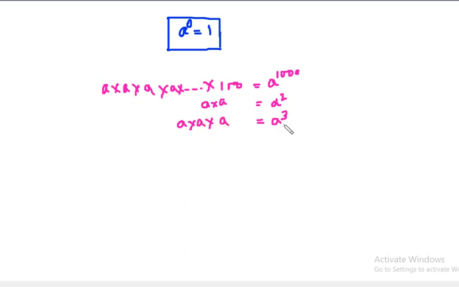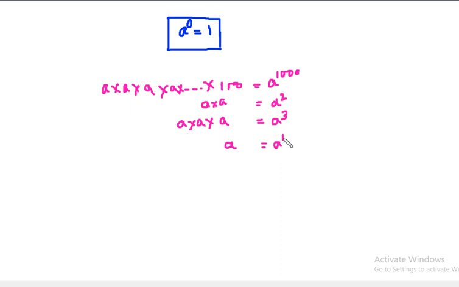So these representations are symbols. This is a symbol that represents this, and this is a symbol that represents this. So a square means a into a, a cube means a into a into a. Now what is the meaning of a to the power 1? A into what? A square means a will come 2 times, and in between them there will be a multiplication sign. And a cube means there will be 3 a's and multiplication operations in between.